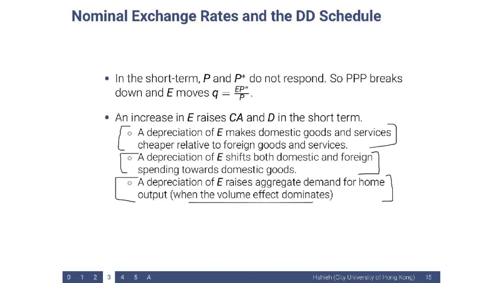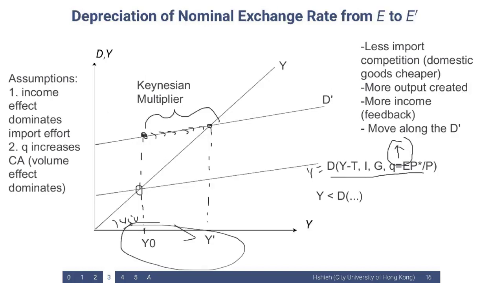So how do we visualize this with the Keynesian cross? Let's go ahead and do that now. So this Y is the assumption that all income goes towards output. This is a 45-degree line. And let's assume that aggregate demand looks like this. I'm going to call this D, a function of Y minus T, I, G, and for clarity, I'm going to write E P star divided by P. Okay?